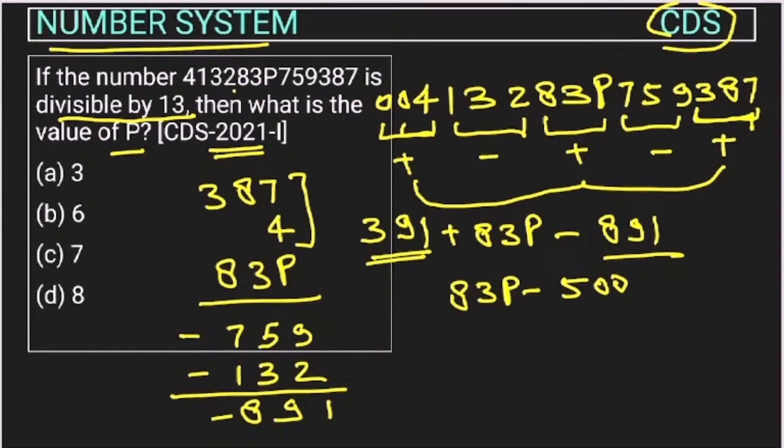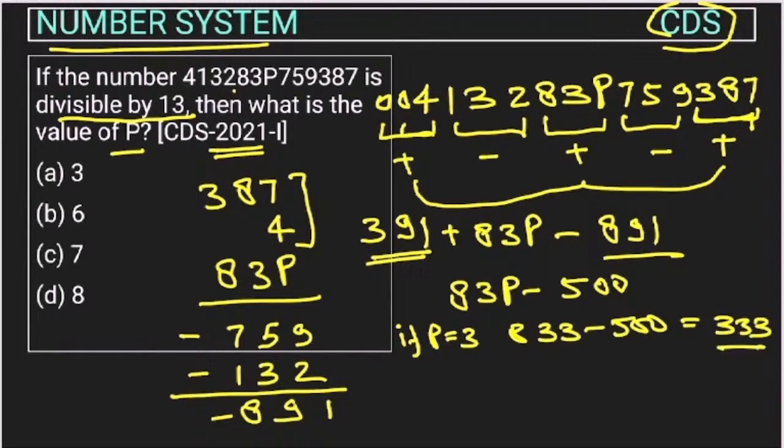Let p be 3. If p is 3, then this will become 833 minus 500. So we will get 333, right? Now we will check whether this 333 is divisible by 13 or not. We will divide this number. This will go 2 times. We will get 26. Now here we will get 73, so this will go 6 times, 78 will go. So this is not possible, right? So with 3 we are not able to get it, right?